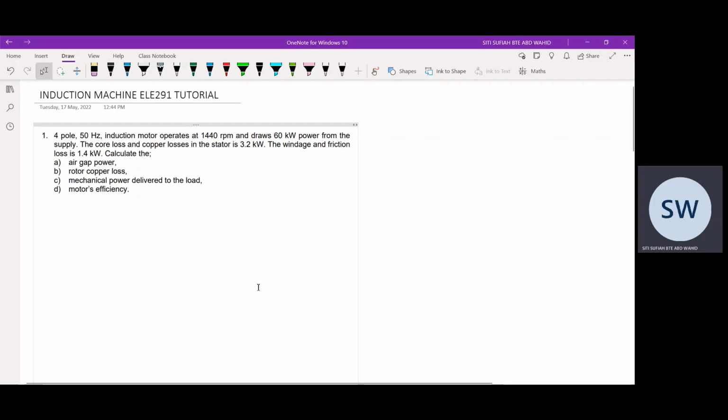Okay, Bismillahirrahmanirrahim. This is question 1, induction machine.